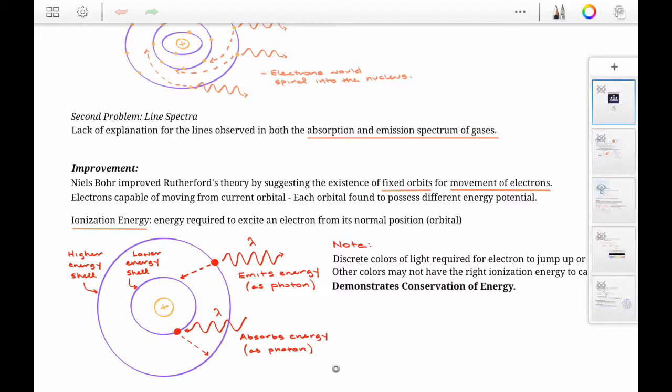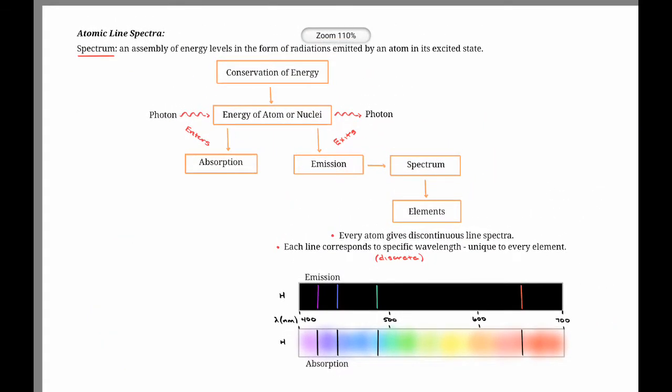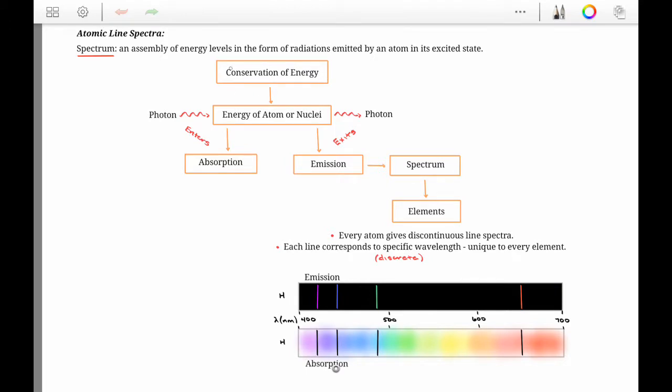And so next we're going to introduce atomic line spectrum. Like I was saying earlier, this all starts with a certain amount of energy within the atom or nucleus, and this amount of energy is conserved, like we just talked about. And so whenever we have a photon of a certain color that is absorbed, that same wavelength of photon must be ejected in order to emit electromagnetic radiation. And whenever an electron emits electromagnetic radiation, we can observe that on a spectrum.